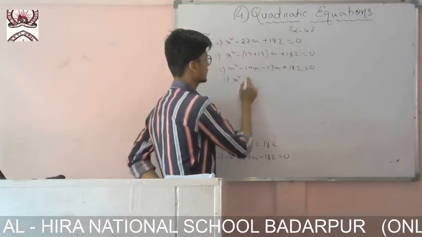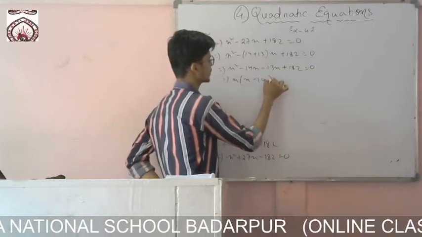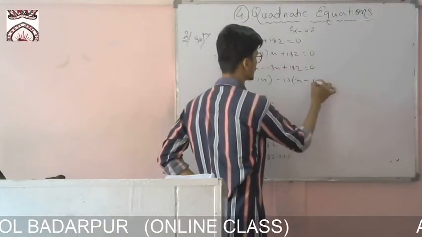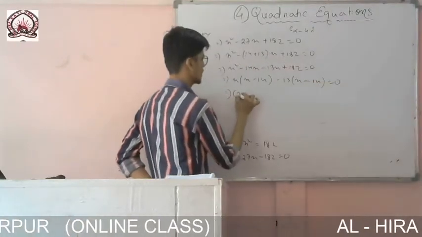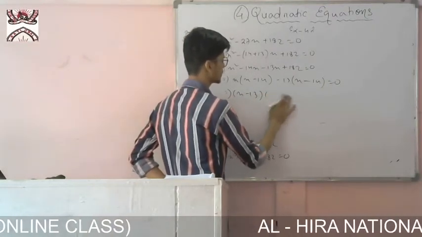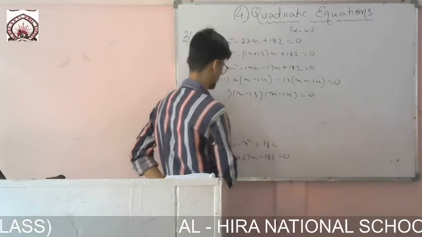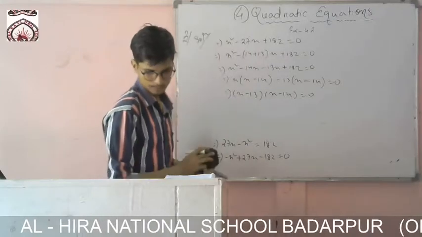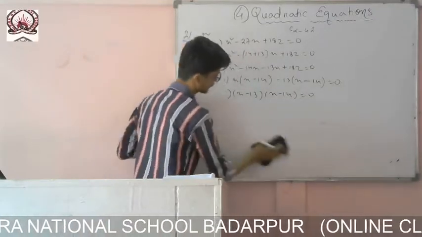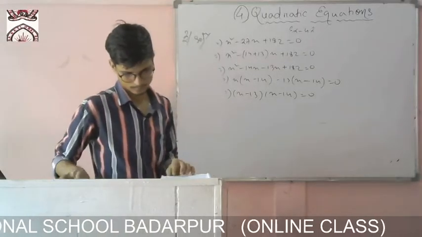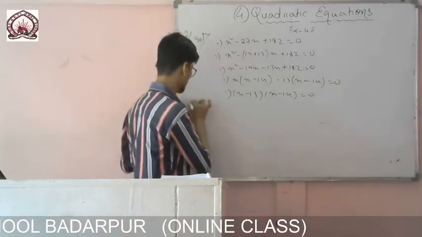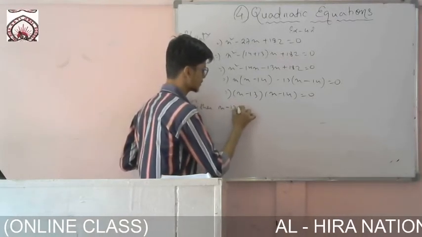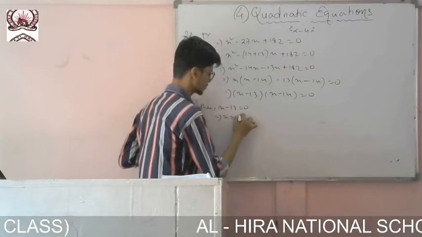Taking common, x will be common from the first two terms, so x into x minus 14, and minus 13 will be common from the others, so minus 13 into x minus 14, because minus minus becomes plus. So x minus 13 and x minus 14 equals 0. So either x equals 13 or x equals 14. Either x minus 13 equals 0, which implies x equals 13.